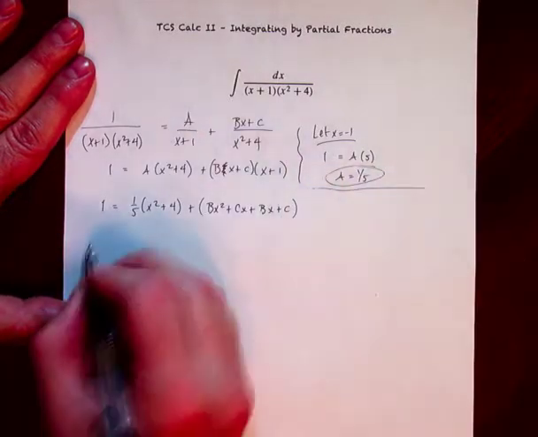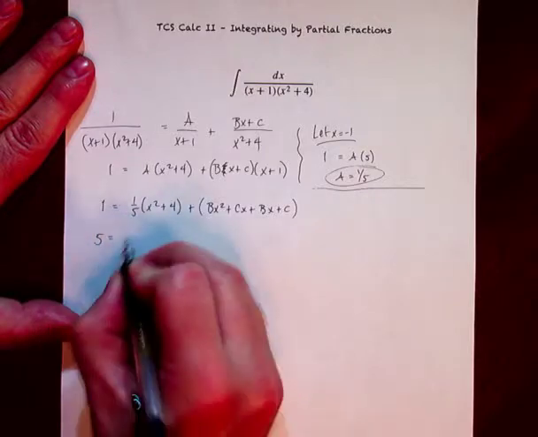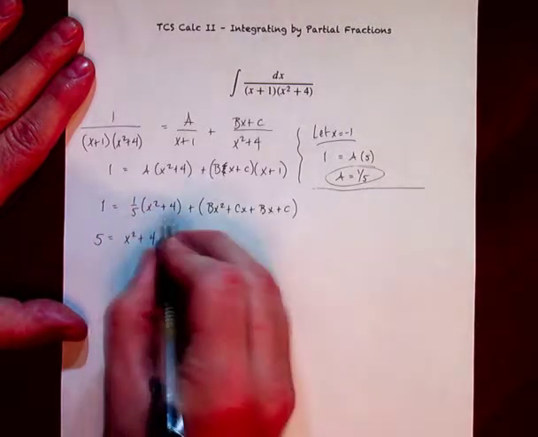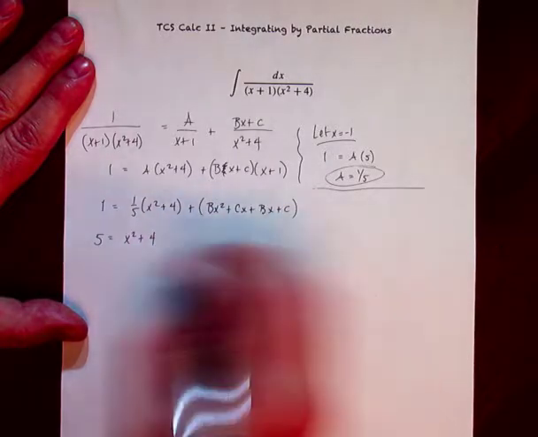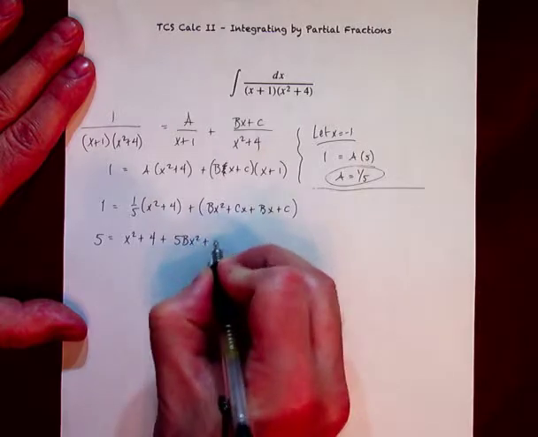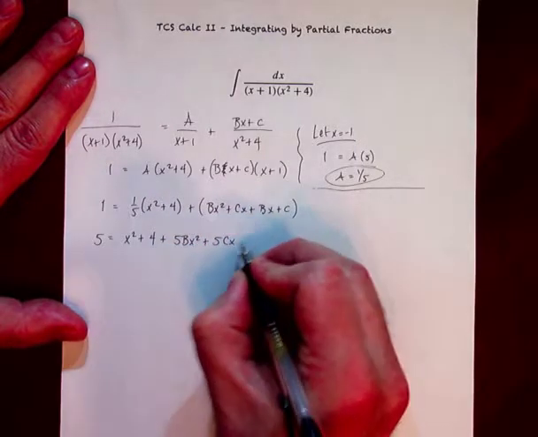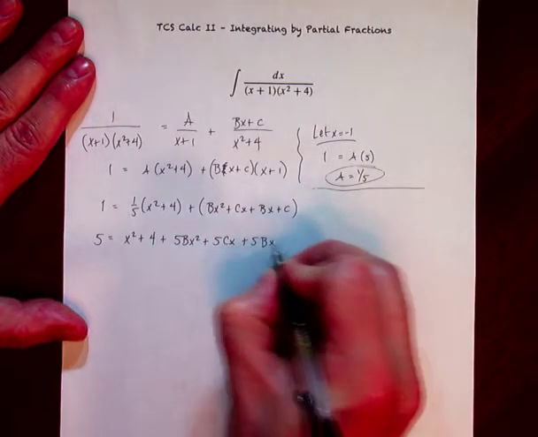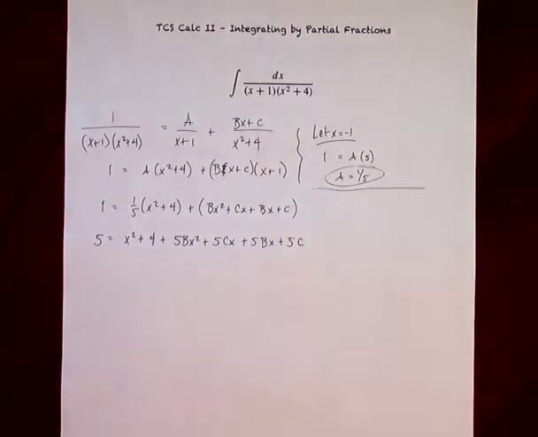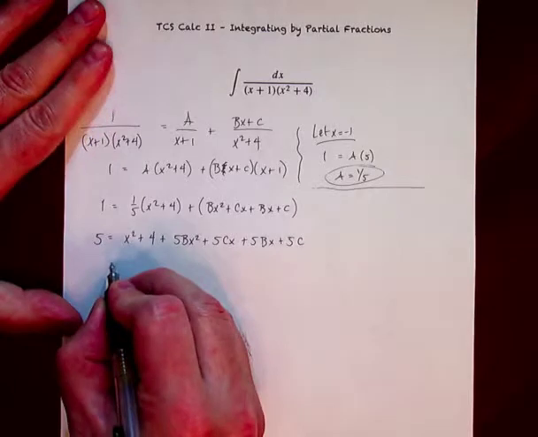We have our A. So we have 5 is equal to x squared plus 4. That gets rid of those first two terms, but now I need to distribute a 5 across the rest of them. 5Bx squared plus 5Cx plus 5Bx plus 5 times C. Now, there's a whole lot of 5's in there, but that's better than dealing with a fraction. So let's go ahead and collect those terms.